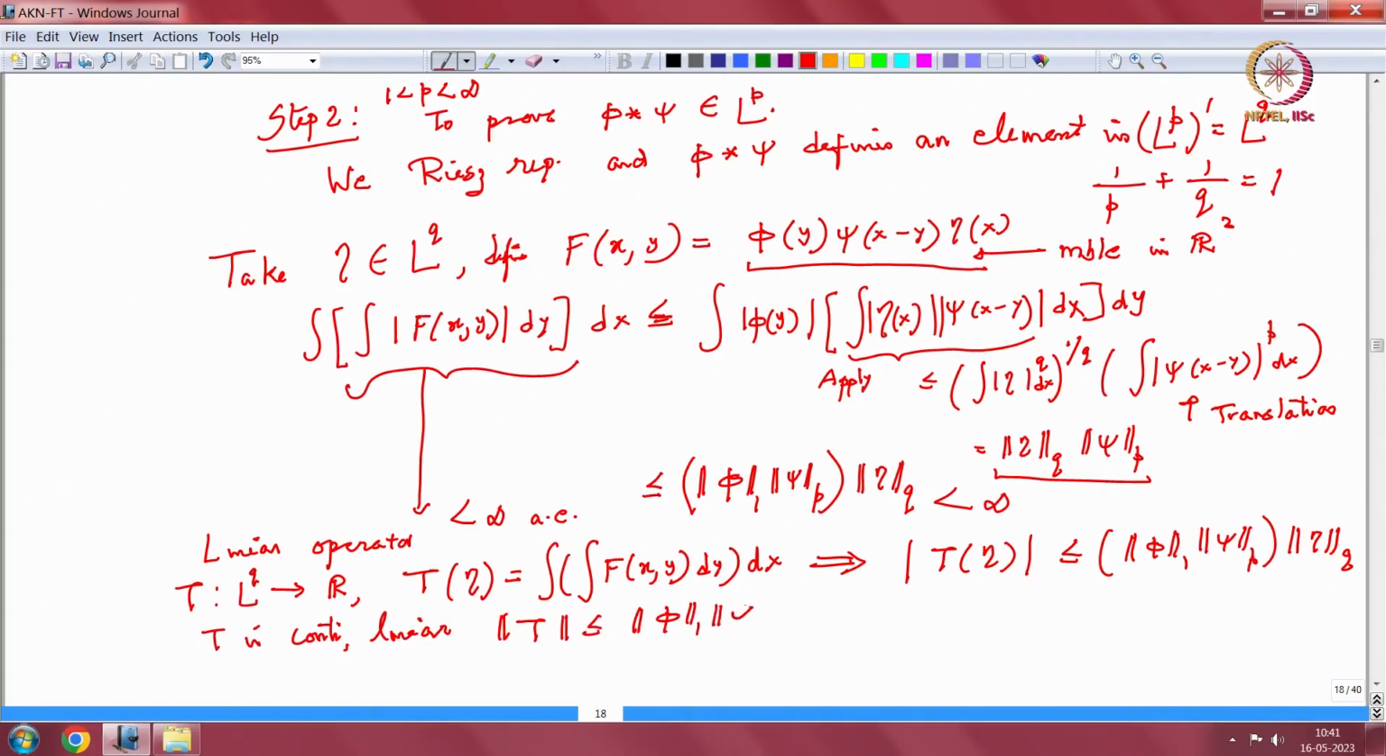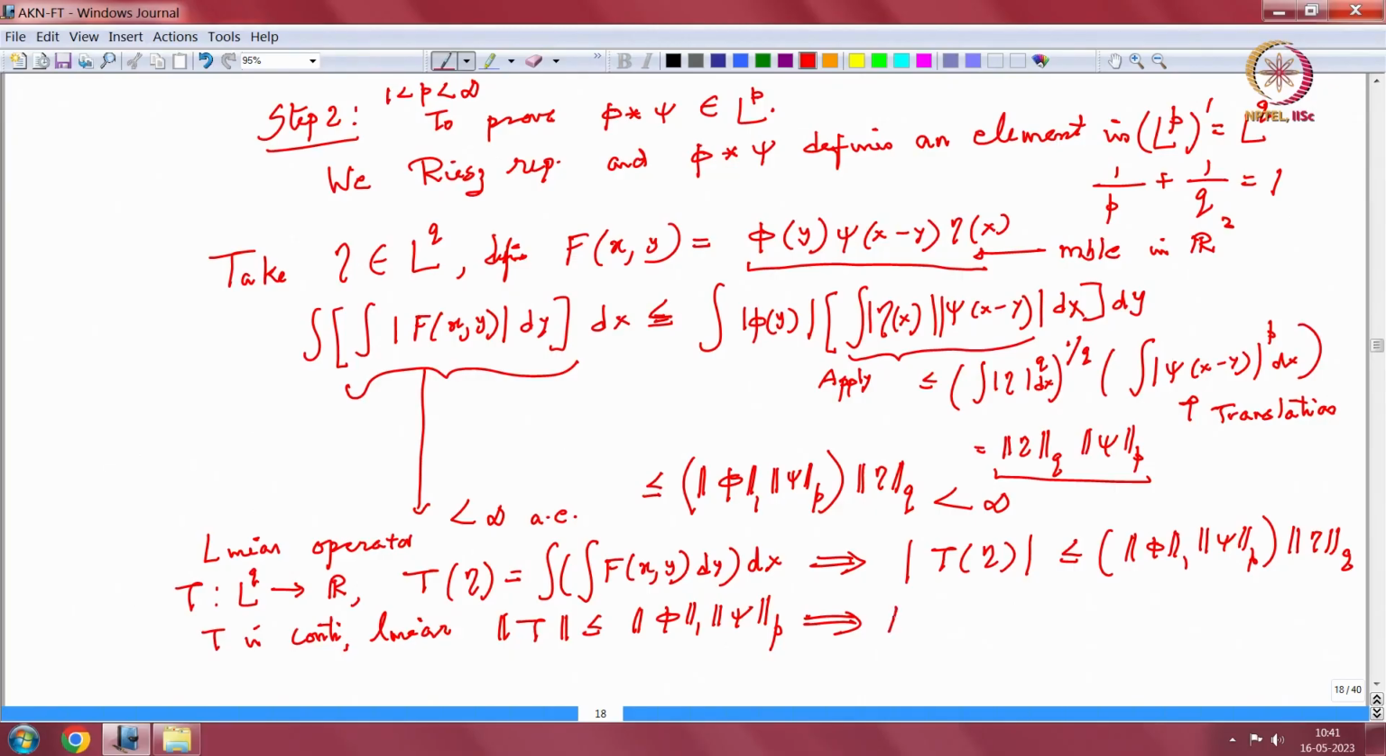This is precisely it, so the proof is complete. If some points are missing, you can just compute that one. Now apply the Riesz representation theorem. You know that every continuous linear functional can be identified with an element of LP. So T is a continuous linear functional on LQ, and you can identify it with an element, and that element is precisely your definition of phi star of eta.